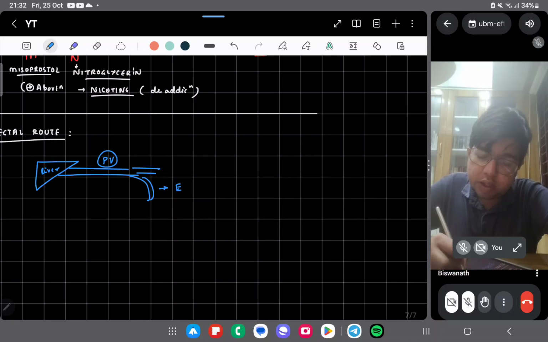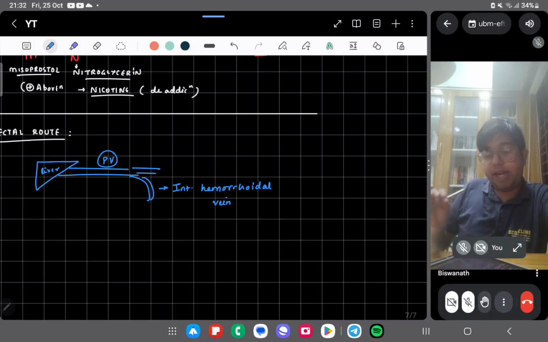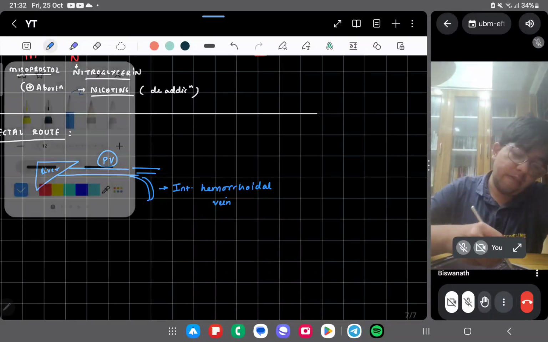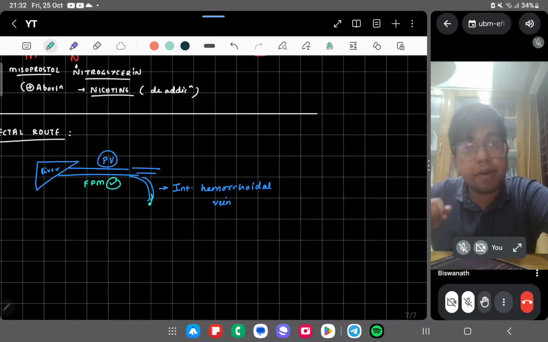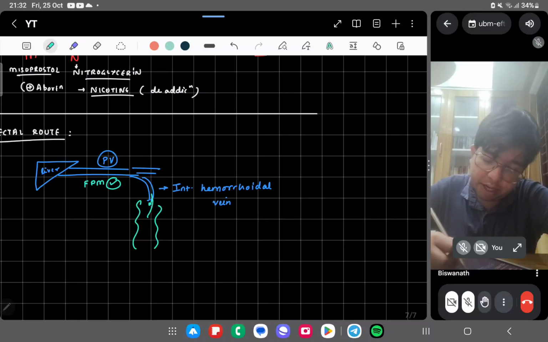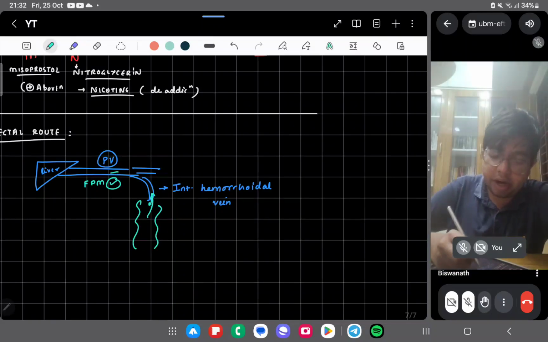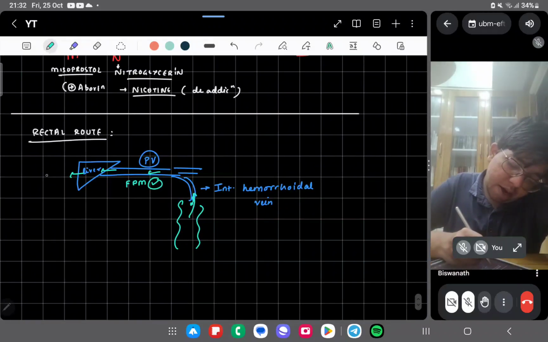So this is our internal hemorrhoidal vein. The drug will move by the internal hemorrhoidal vein. It will not bypass your FPM, so FPM will happen here. From the rectum, the drug is going in a retrograde manner, like this. It will have FPM and go to the body.